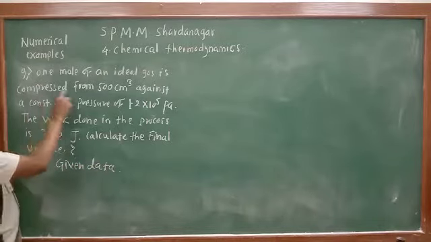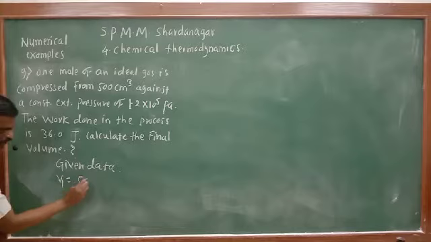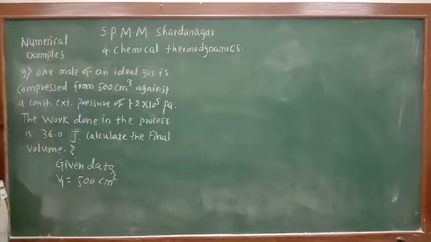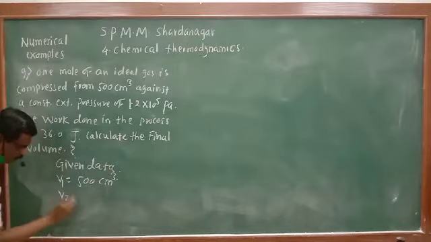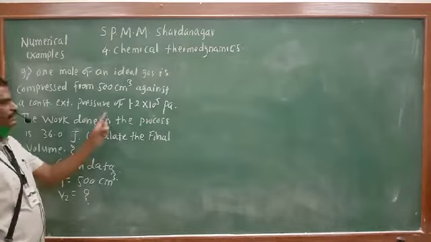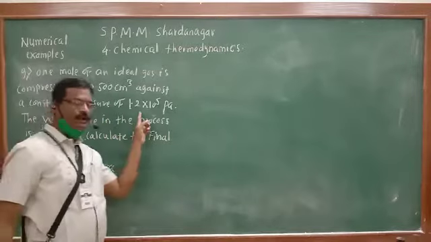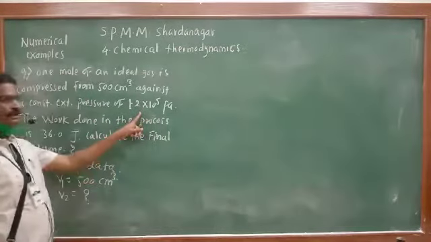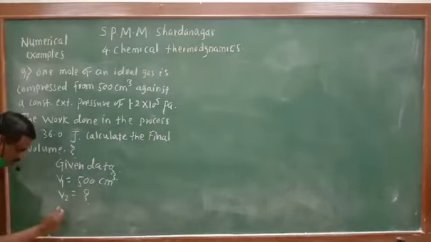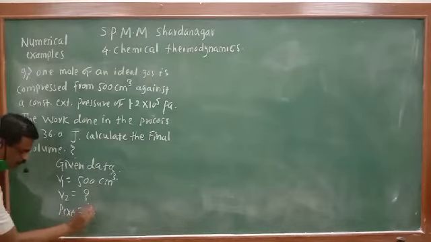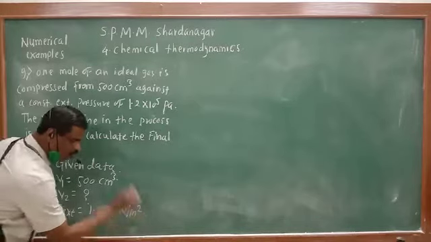They have given 500 centimeter cube, which means that is the initial volume V1. We have to calculate the final volume, so V2 is equal to question mark. They have given constant external pressure 1.2 into 10 raised to 5 Pascal, that is 1.2 into 10 raised to 5 Newton per meter square. So external pressure will be equal to 1.2 into 10 raised to 5 Newton per meter square.